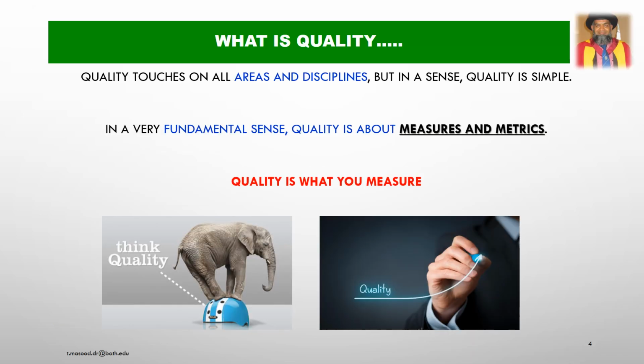Okay, this is my first slide of the Lean Six Sigma Management System. What is quality? Quality touches on all areas and disciplines, but in a sense, quality is simple. In a very fundamental sense, quality is about measures and metrics. Quality is what you measure. So in the measurement concept, think quality; this demonstrates how important quality is when you are in the manufacturing industry.